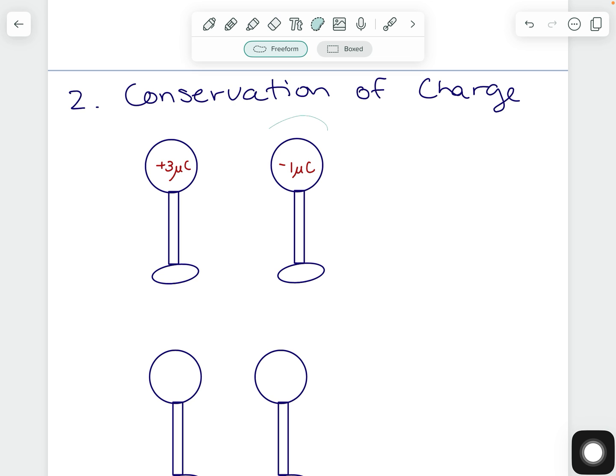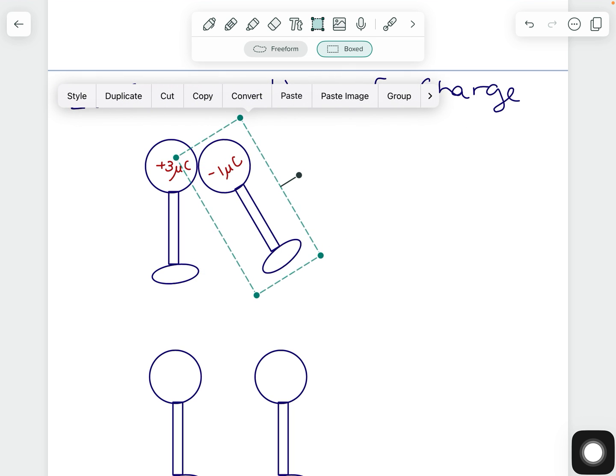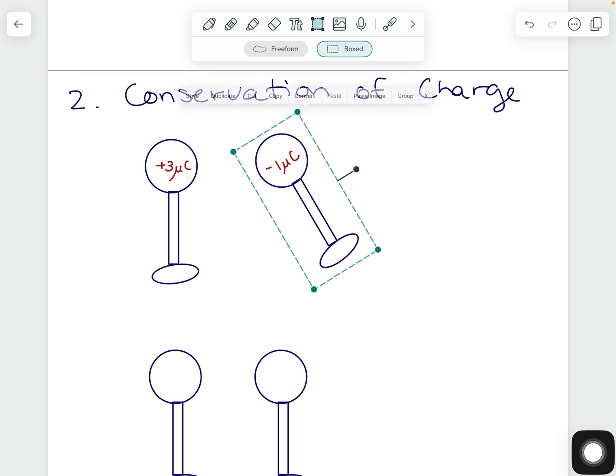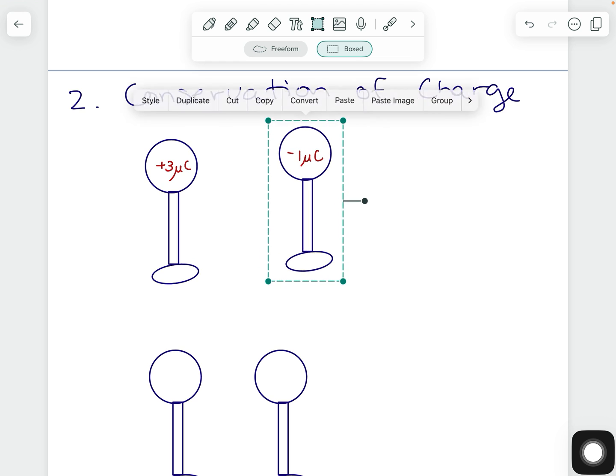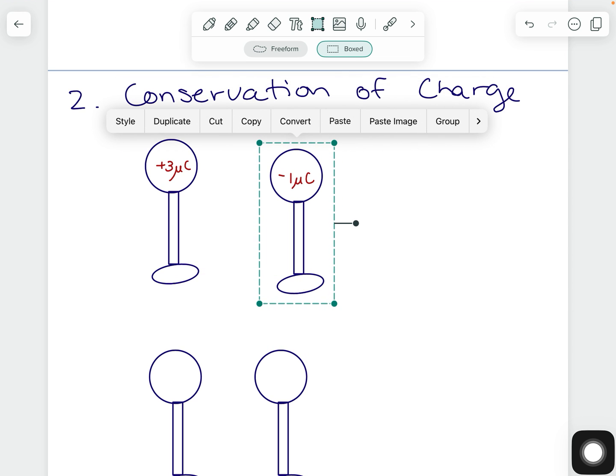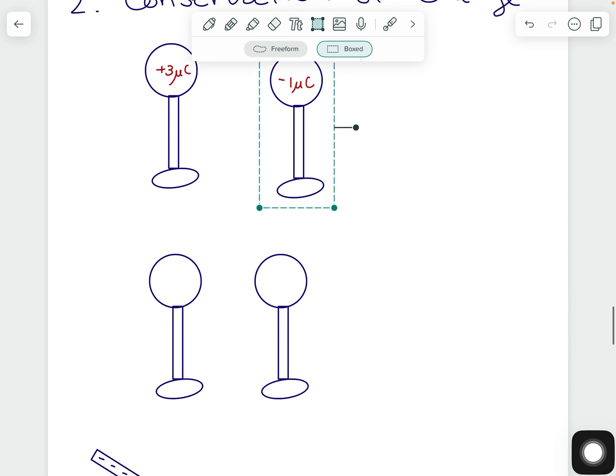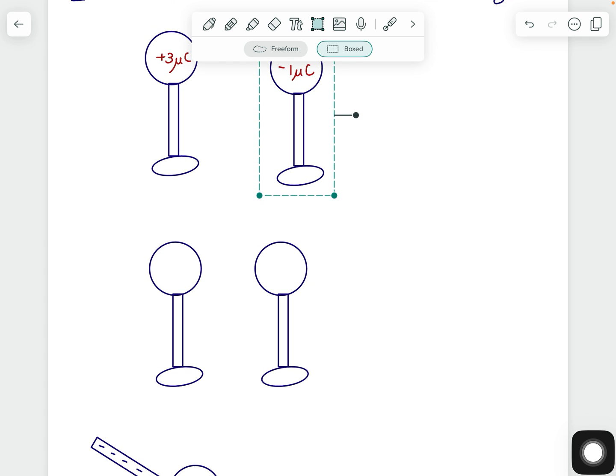And then what we would do is we would take them, oh, hold on, I forgot I have to do the boxed version of this. And we would move it, touch them, and then put them back where they were. We would get an average of the two charges.